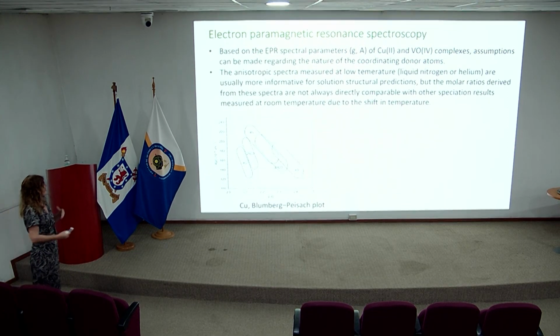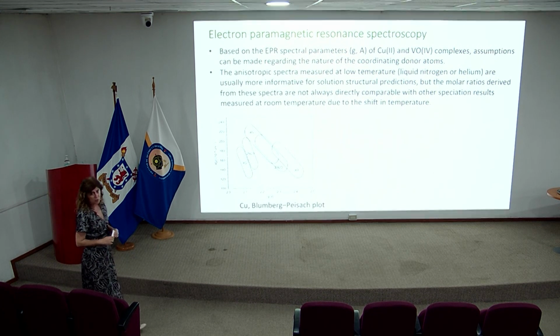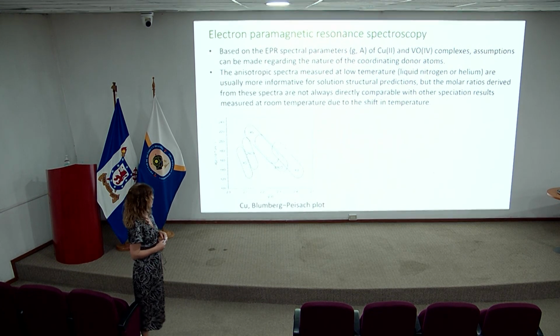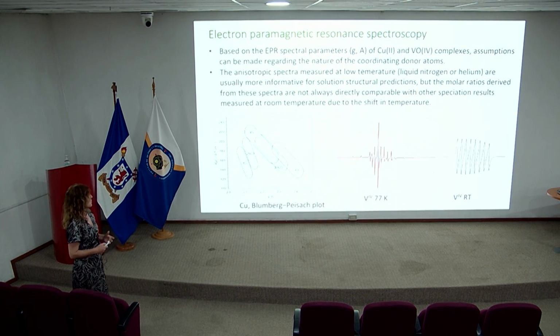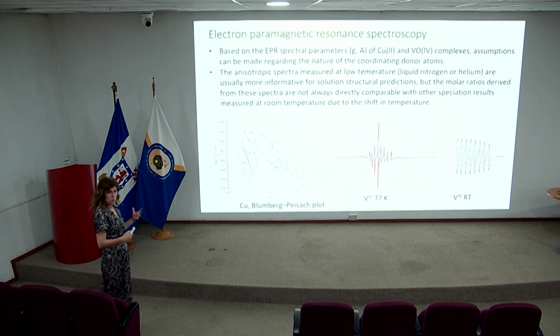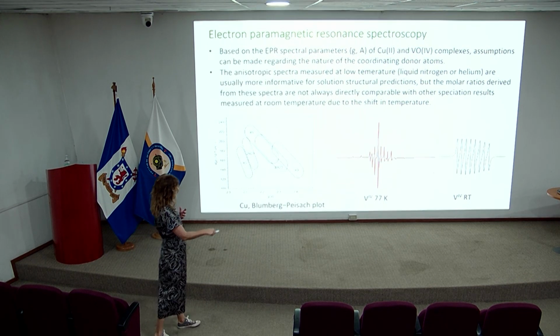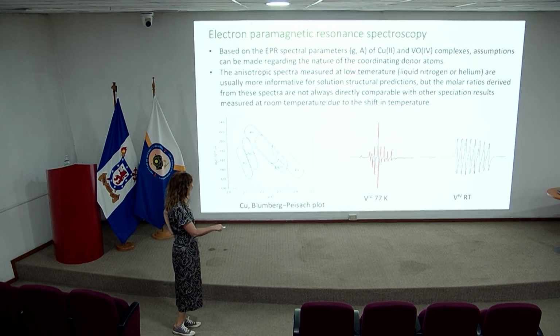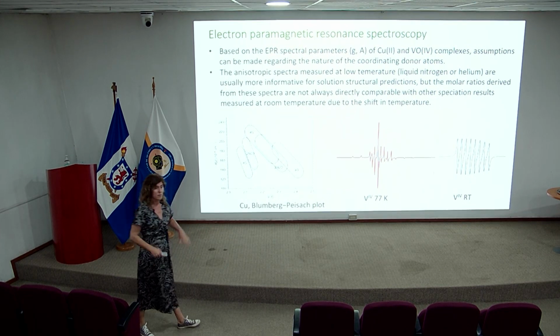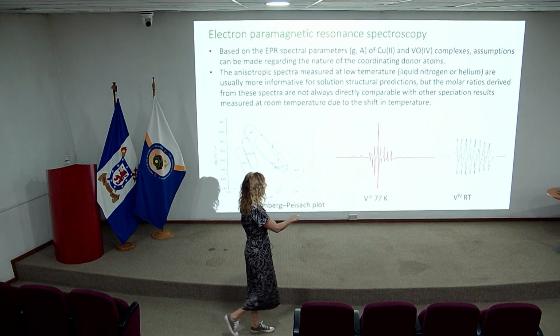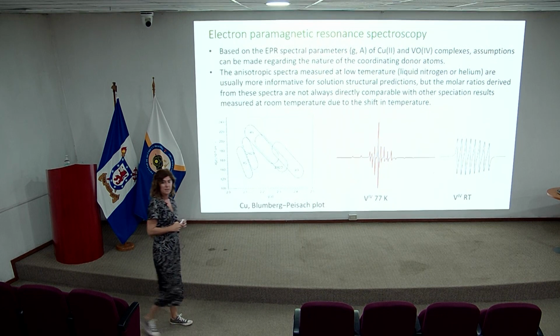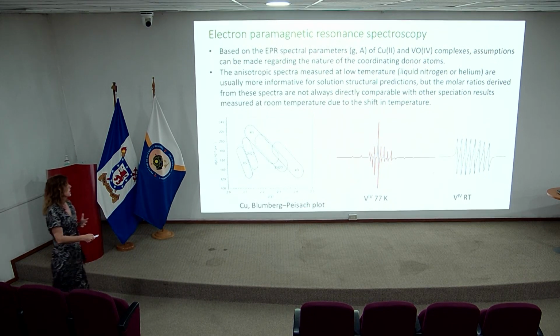And typically we measure at low temperature, so liquid nitrogen or liquid helium temperature, because the spectra become more informative. Just to show you, this is vanadium EPR measured at 77 Kelvin, so liquid nitrogen temperature, and this is room temperature. The fact that here we just have 8-line splitting, and here we have at least a 16-line splitting, tells you that you can get more information from here than from there.